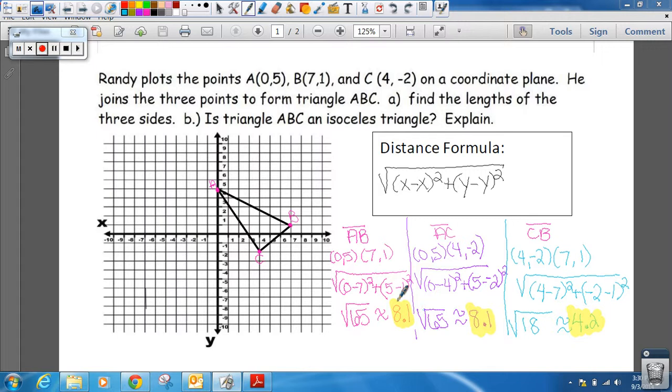Okay, after I find the lengths of the three sides, it says, is it an isosceles triangle, and explain. Remember, we noticed that these two were the same, so isosceles means at least two sides the same. So is it an isosceles triangle? Yes, because side AB is congruent to side AC. And we're done. It's a little faster than yesterday, drawing all the extra triangles and finding the lengths. So that's your distance formula. Just make sure you have them. Whatever x you put first, that's the y you put first.